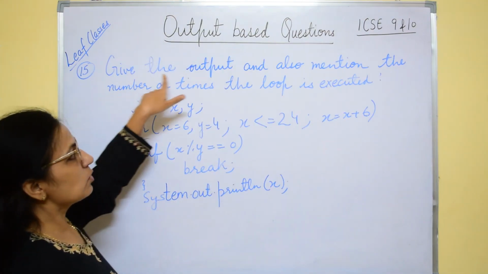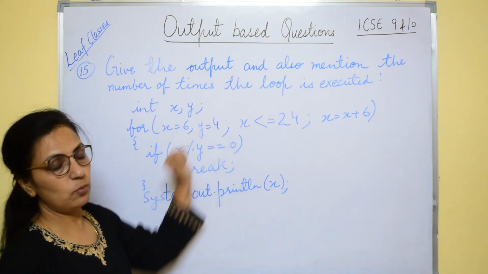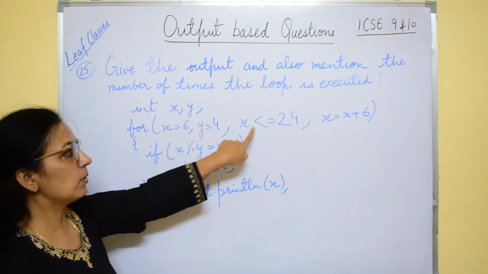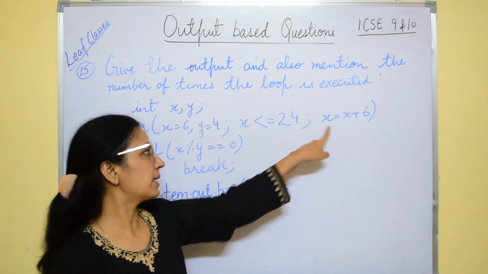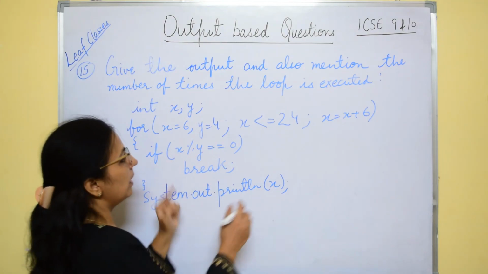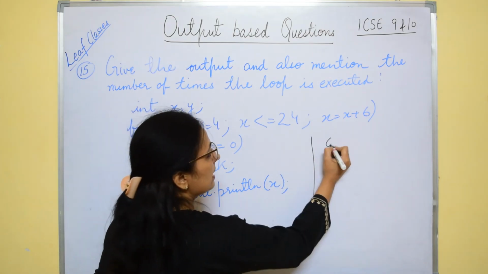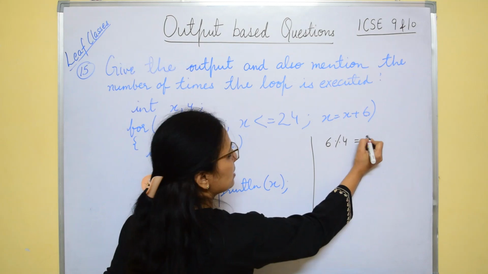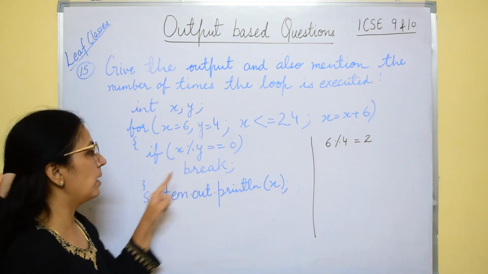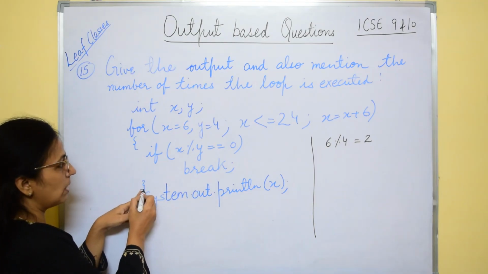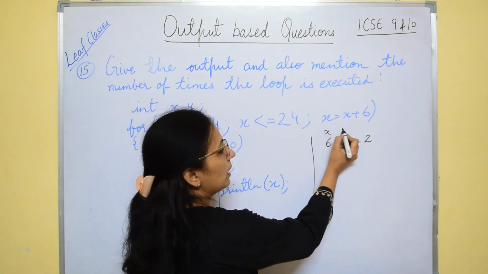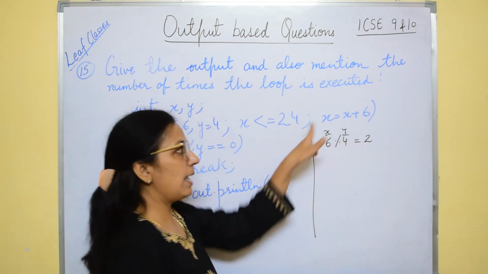The next question is to give the output and mention how many times the loop will be executed. Initially the value of x is 6, y is 4, this is the test condition and this is the update expression. X modulus y, the mod symbol gives you the remainder. Initially x is 6 and y is 4, x mod 4 is equal to 2. So this condition is false. This statement will not be executed. It will come to the closing braces. It will take you to the next iteration with the value of x incremented by 6.